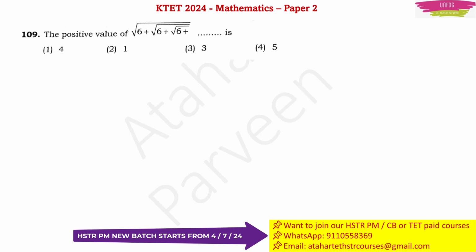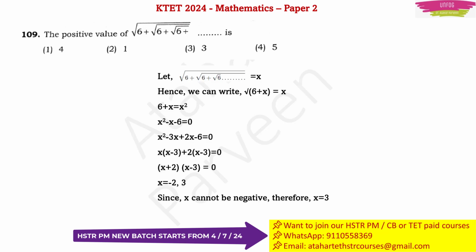Next question. I feel very glad to see this question because we have been discussing it in our regular classes always. So this is a very familiar question for us. You will know about it if you are a paid class aspirant. The question is: the positive value of square root of 6 plus square root of 6 plus square root of 6, and it goes on. The answer to this question is 3.